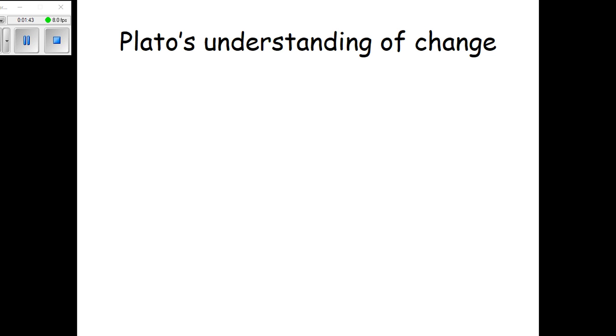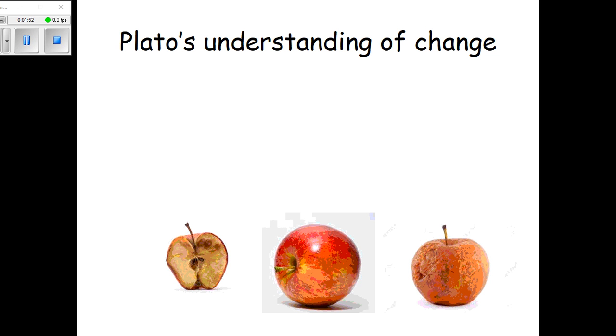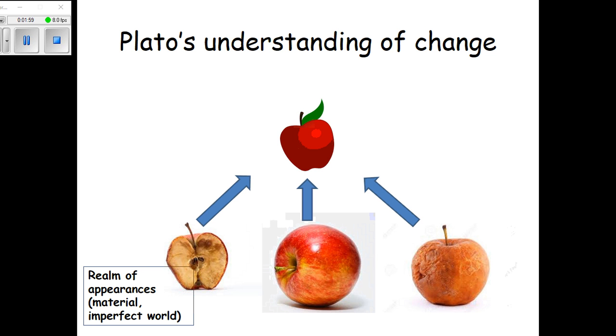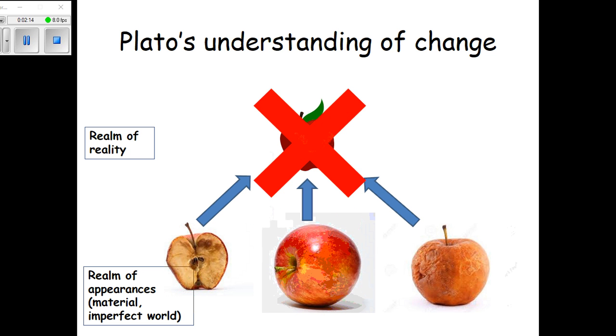Now we understand Plato's understanding of change because he says change is because this world is a poor reflection of a better world. So changing apples, for example, are in the world of appearances. And this is an imperfect world where things are imperfectly reflecting the eternal, real realm of the forms. Aristotle doesn't agree.